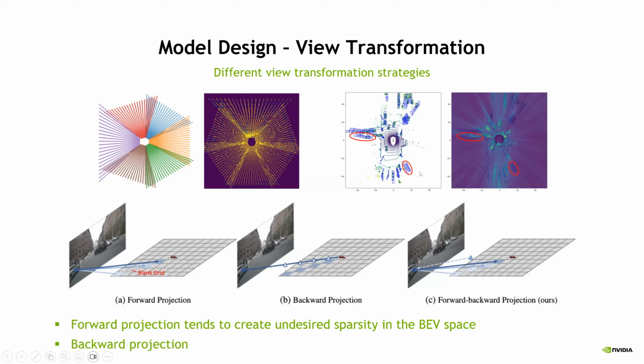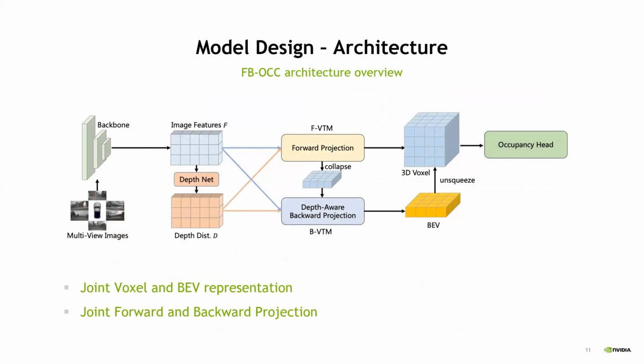So when you have an object, you tend to get false positives, multiple duplicate detections along this ray, due to these undesired activation heat maps along the ray. So is there a way that we can combine both? And this is our forward-backward design solution.